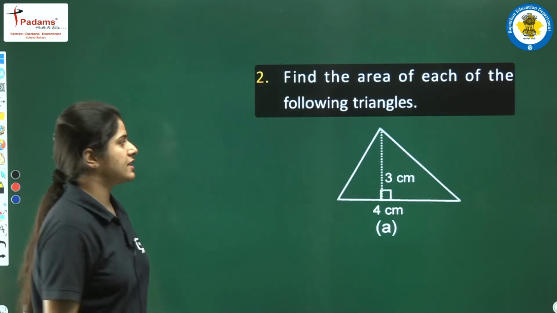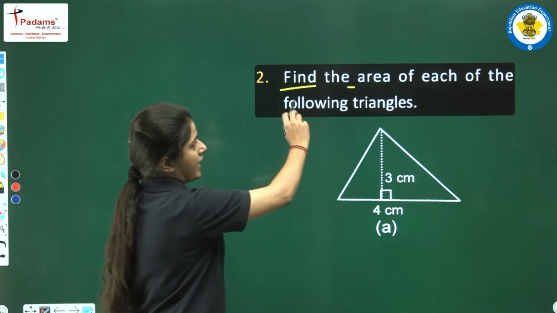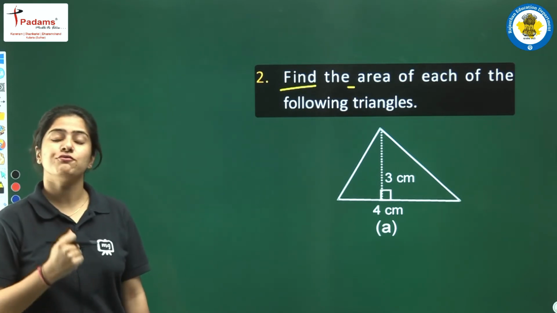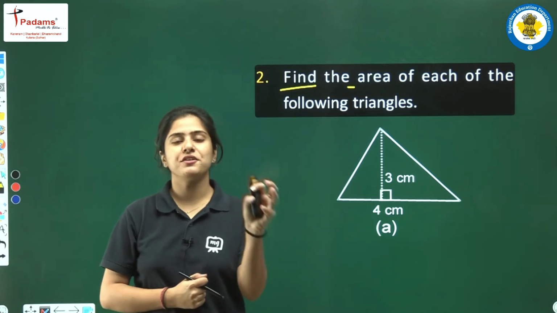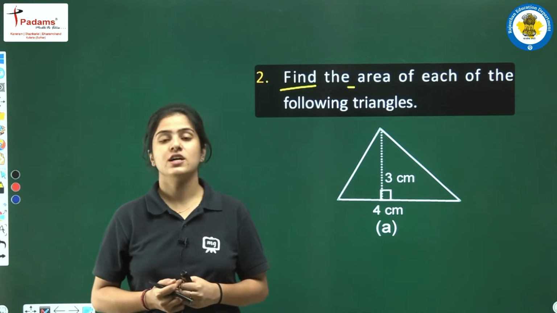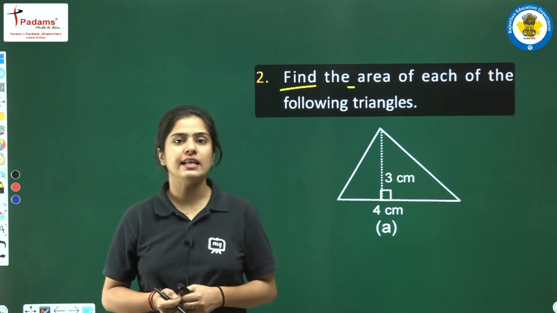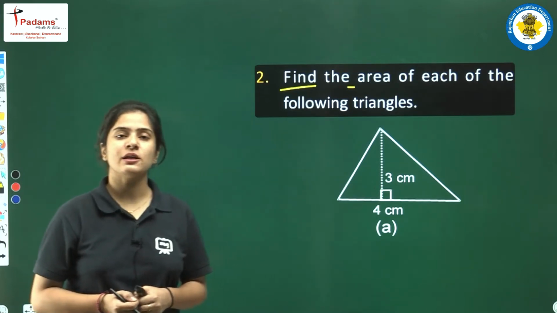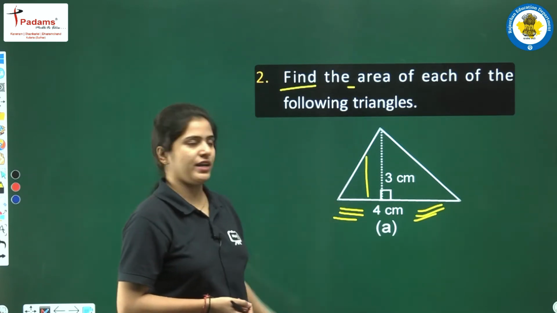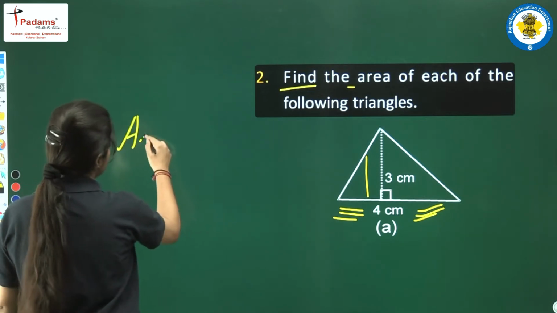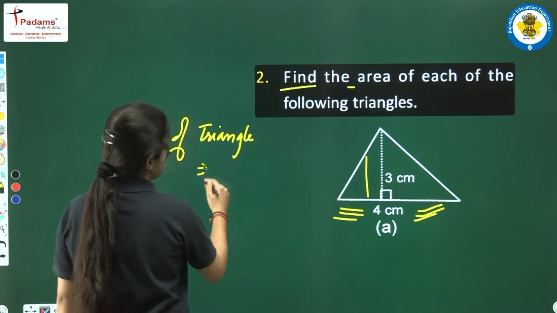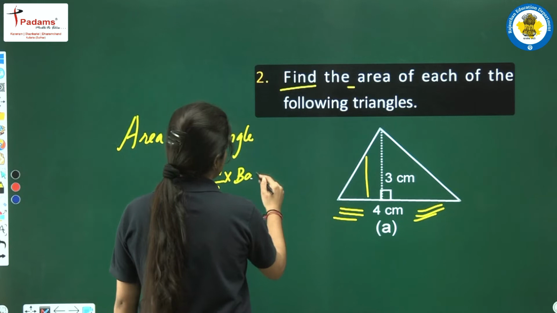Looking at the next question, students, the part A of the second question. Find the area of each of the following triangles. Now you need to find out the area of the triangle. What is the formula for the area of a triangle, students? Half into base into height. And this is the formula for finding out the area of the triangle. Okay, so students, what is the area of the triangle? Half into base into height. In this particular question, students, we have the base is equal to 4 and we have the height is equal to 3. Okay. So students, area of triangle is equal to half into base into height.